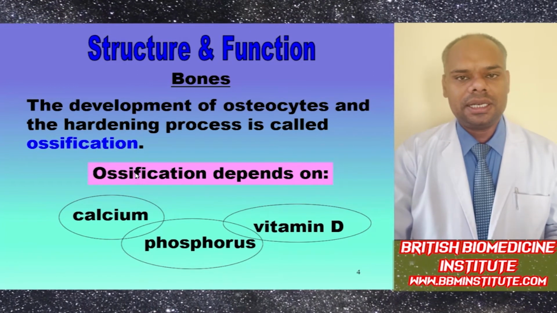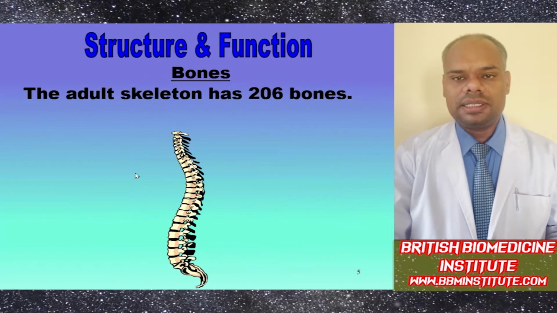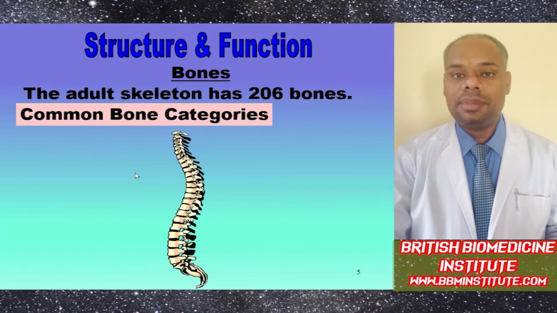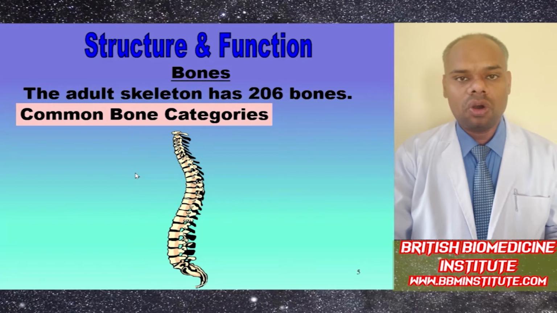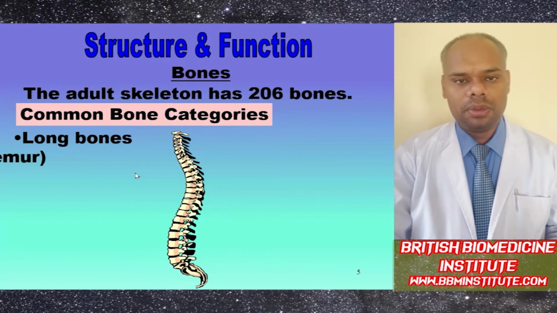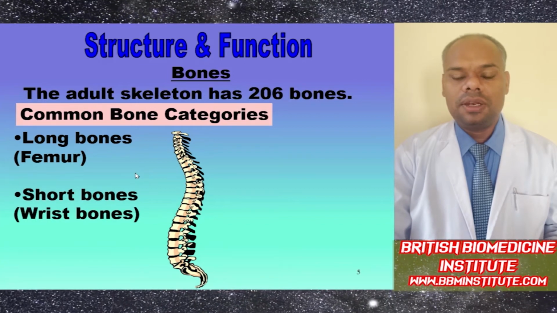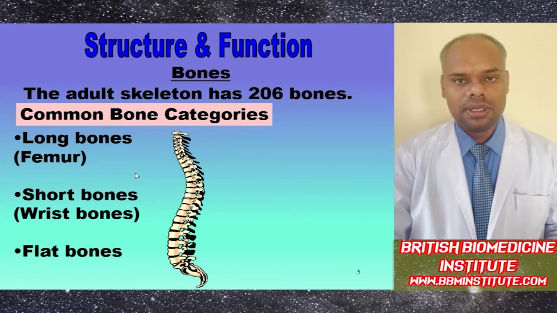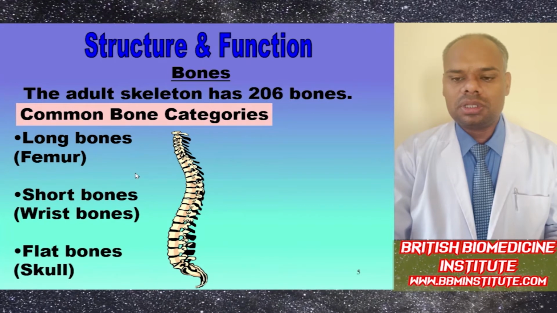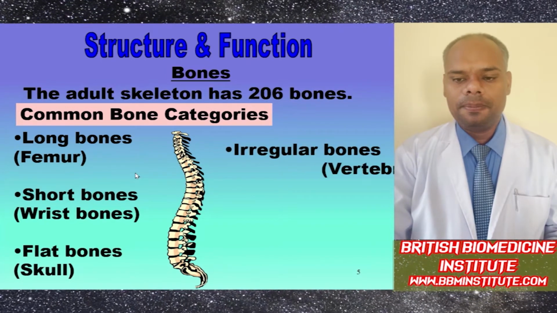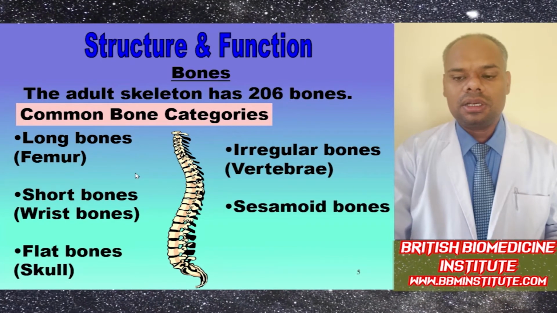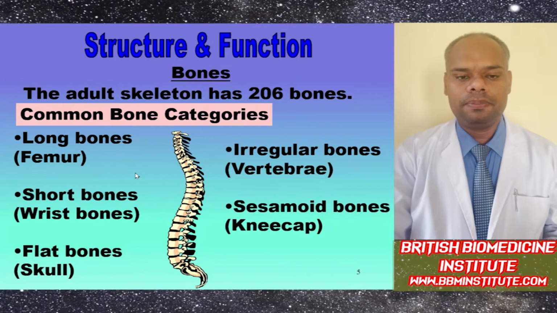The adult skeleton has 206 bones, and they are basically categorized as long bones like the femur, short bones like the wrist bone, and flat bones like the skull. Irregular bones include the vertebrae, and the sesamoid bone is your kneecap.